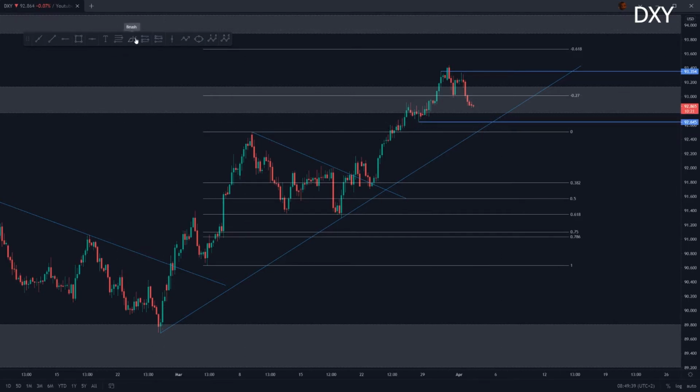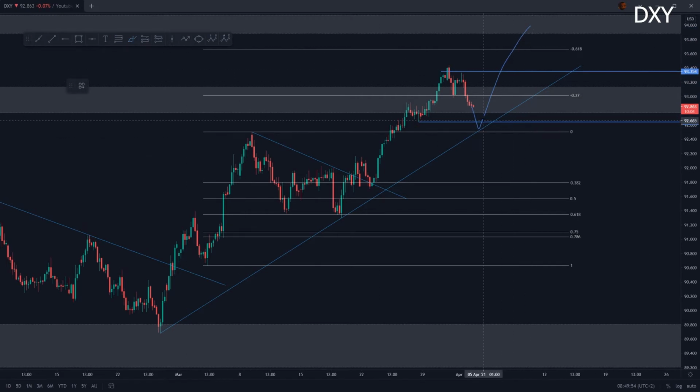So what am I expecting next? Well, we have two scenarios which could play out. Either we make a fake out on the low at 92.645, retest the trendline and start impulsing back towards the upside, back up to 94.